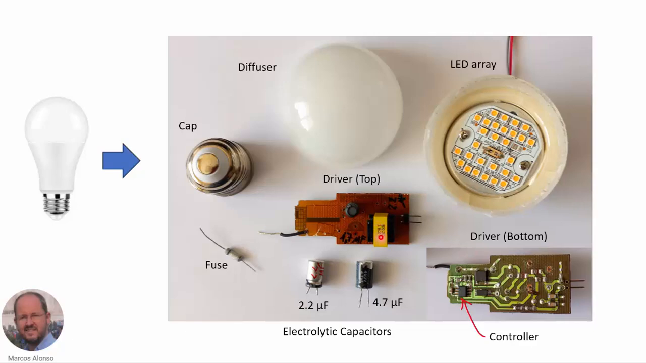Here we can see the inductor. We have two capacitors, one is 2.2 microfarads, the other one is 4.7 microfarads. We can also see here the controller, the integrated circuit used in this converter. This is the rectifier and other minor elements forming part of this LED lamp. This is the fuse that was in series here with this cable and connected inside the cap to one of the terminals of the lamp.